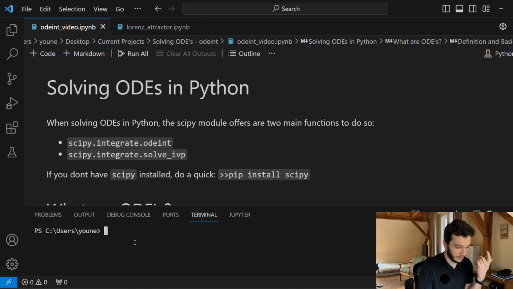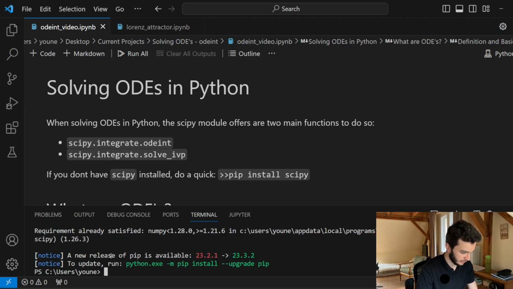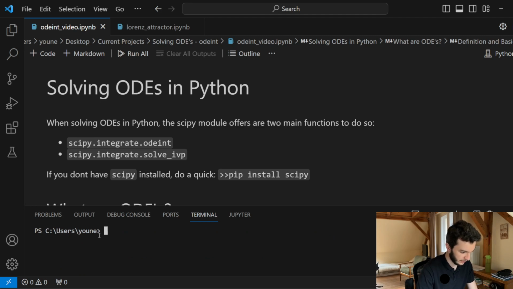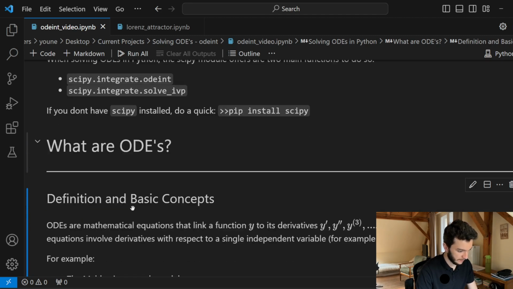Now to install scipy, very straightforward. You do a pip install scipy. I already have it installed, as you might have guessed from my previous videos. Right, so everything is satisfied. I clear everything. Let me hide this.